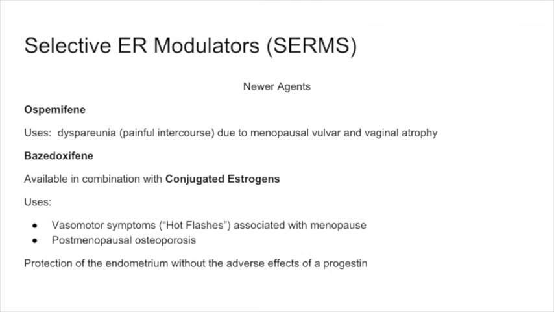There are a few newer agents, not very high yield. Ospemifene is used for dyspareunia, painful intercourse due to menopause, which can lead to vulvar and vaginal atrophy due to the reduction in estrogen. And then the last one is Bazedoxifene, and this is available in combination with conjugated estrogens, and this is for the vasomotor symptoms, hot flashes associated with menopause, and it can also be used for postmenopausal osteoporosis. And so it can provide protection to the endometrium without the adverse effects of a progestin. So these are a little bit lower yield, but maybe just know the name and what it's used for.